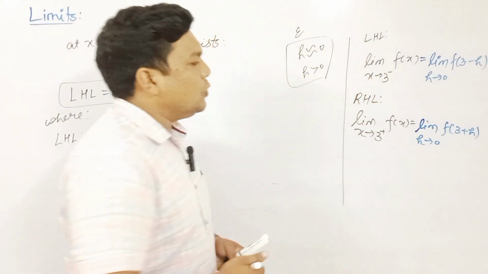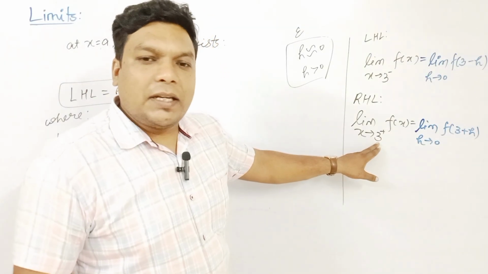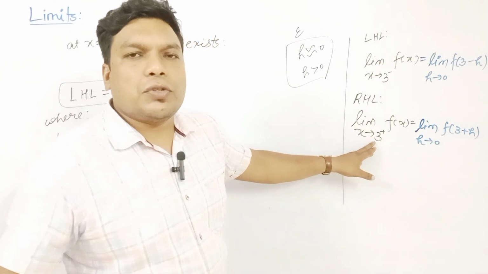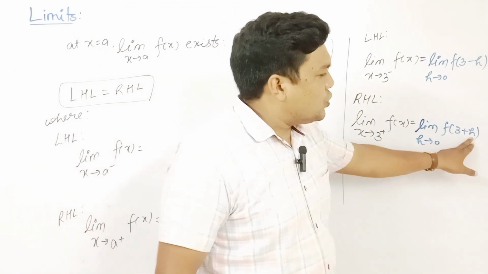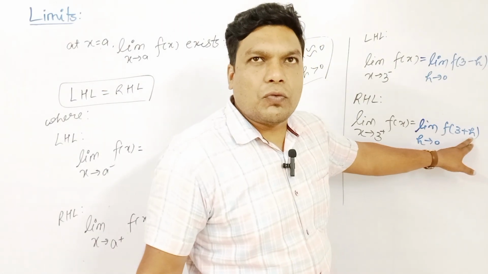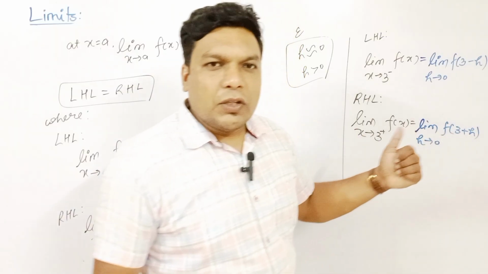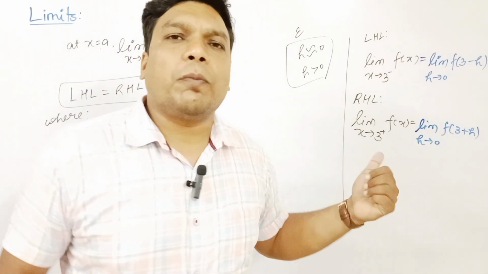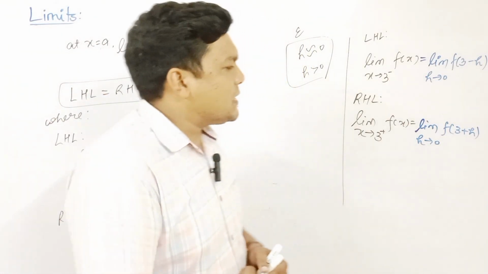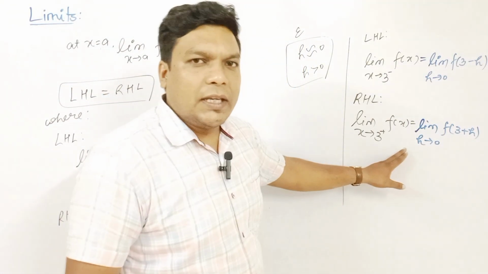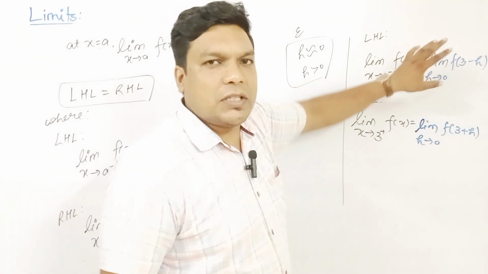Now it is giving the value of f of x when x is approaching 3 but from the right, that is 3.0000000001. Similarly, it is 3 plus 0.00000001. This is also the value of f of x at x equals 3.0000000001. So in the limiting case, when x is approaching 3 from the right, this is the concept. When x is approaching 3 from the left, this is the concept.